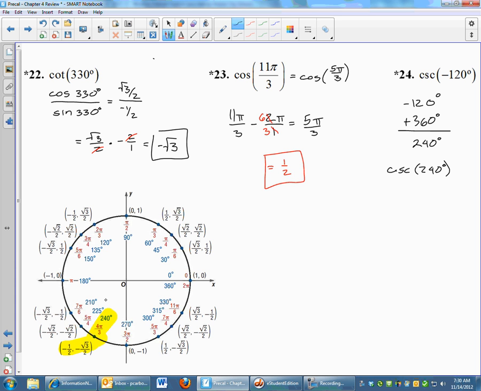And cosecant of 240, cosecant is the reciprocal of sine. So I'm going to find the sine of 240, which is the y-coordinate, and we will simply flip it. So negative root 3 over 2. If you flip that, you get negative 2 over the square root of 3, and I'm okay with that. If you want to rationalize that, that's going to be negative 2 root 3 over 3. I would accept either one of those two.